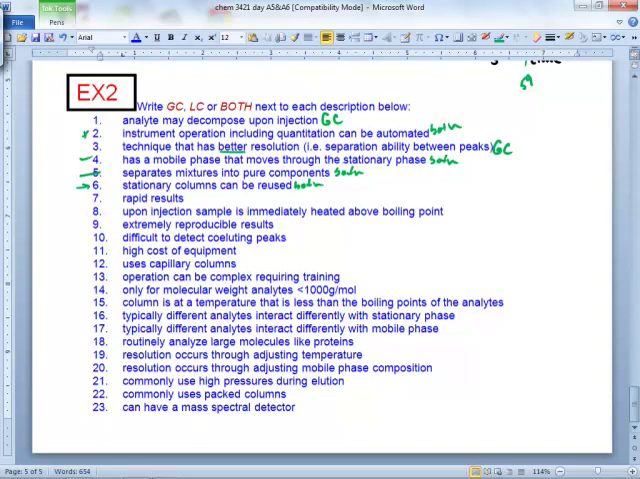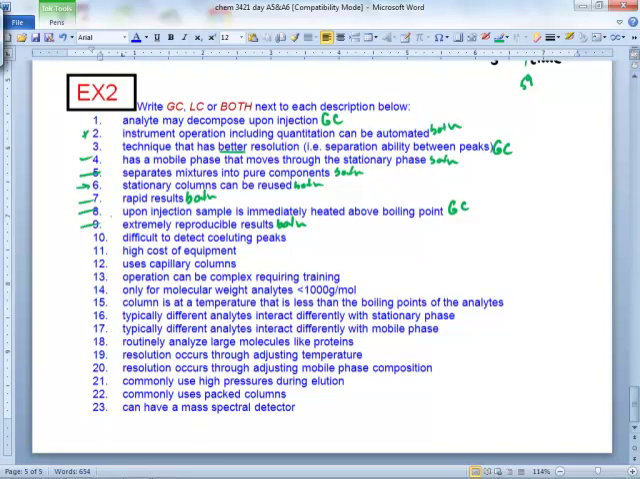Rapid results. Anna. Yeah, you could screw up on either one, I guess, but upon injection, Casey, sample is immediately heated above boiling point. GC? Yep. Extremely reproducible results, Pedro. Both. Better be. There's no point to all this.